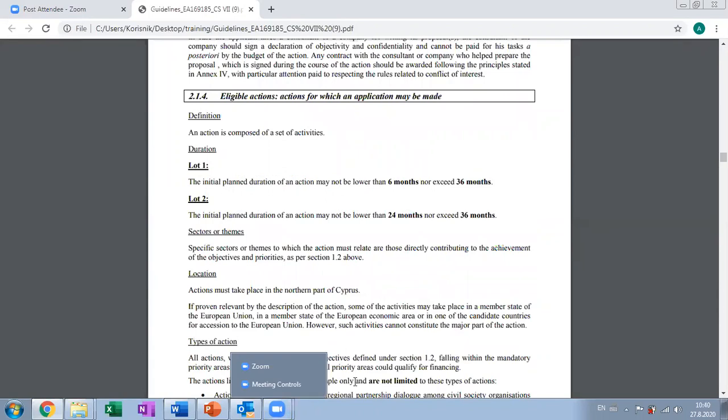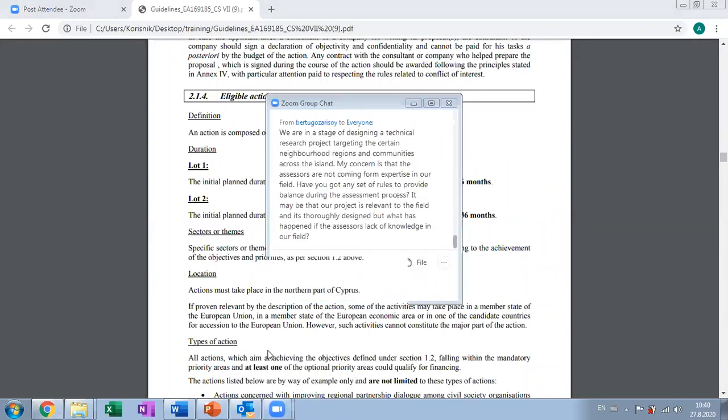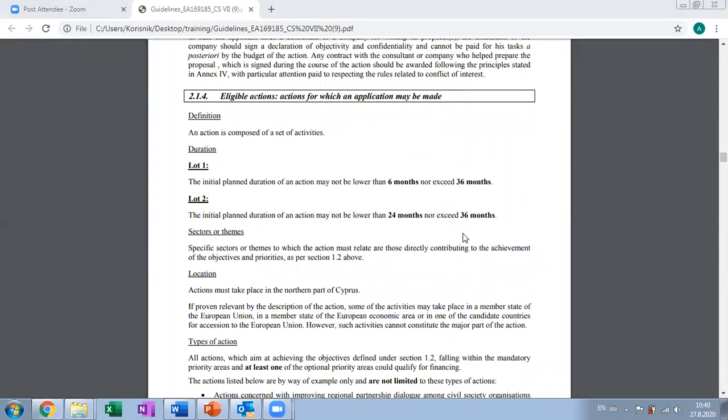Let me just check if there were any questions. It's a common concern. I read the question, what happens if the assessors do not have the expertise in your field. It's a common concern. Based on my experience, assessors are selected so that we have a combination of skills and expertise. So there could be someone with a certain expertise in a particular field, and then another person with a certain expertise in another field, and so on and so forth.